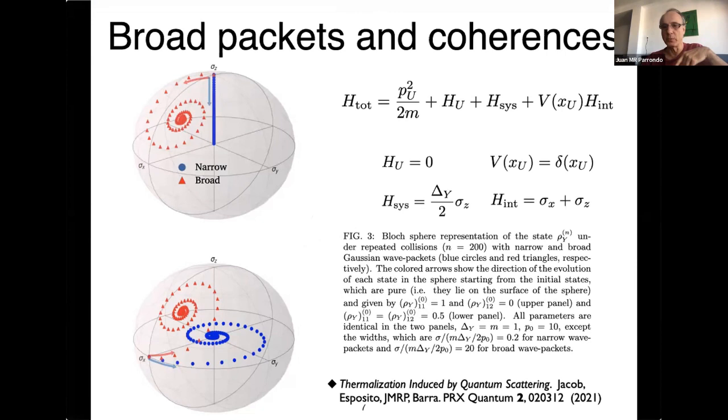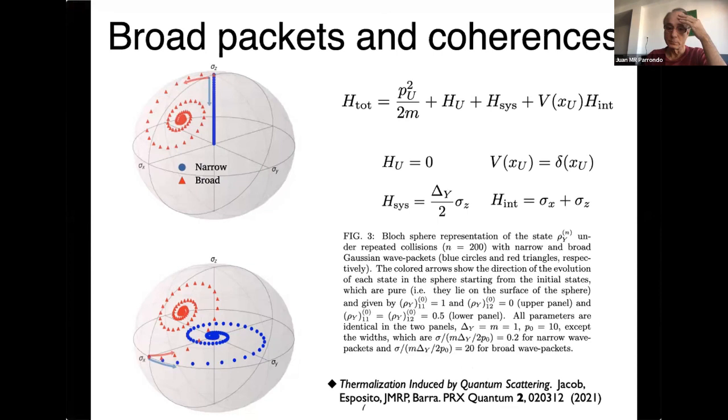I mentioned this infinite temperature. This simulation is just the qubit. We bombard it with wave packets. I think it's with P0 equal 10, so with a fixed velocity, but they are narrow. In the case of the blue, the dispersion is 0.2 in some units. And here the dispersion of the momentum is 100 times larger.